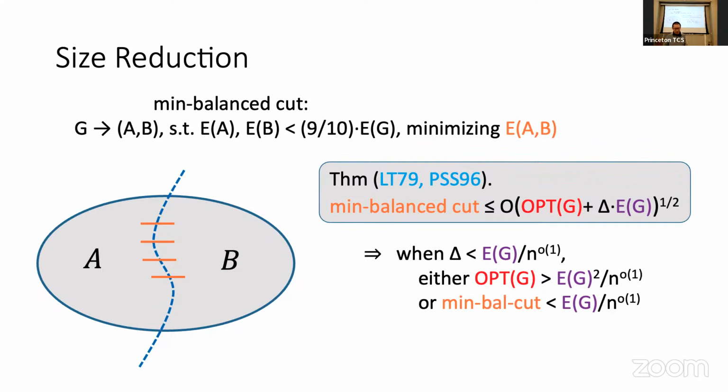There is previous work showing that if the minimum balanced cut is large, then OPT plus delta times EG is large, where OPT is the crossing number, delta is the max degree, and EG is the number of edges. This is a corollary of the planar separator theorem. I'm not sure if you know it. The planar separator theorem says that in a planar graph, you have a separator of square root of n size. To apply it, we artificially planarize the graph by placing a vertex at each crossing. We do it for all crossings, and we get a planar graph. This square root of n is where it comes from, the planar separator theorem.